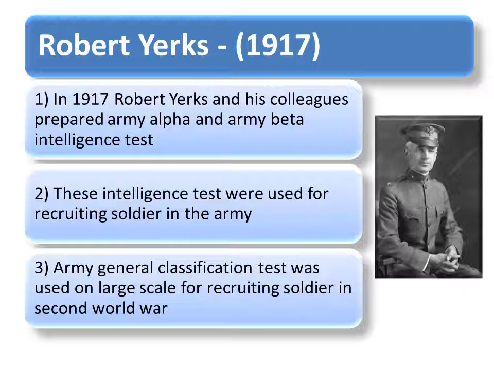So, the First World War began in 1914. In 1917, Robert Yerkes, along with his colleagues, prepared a test that can be used to recruit soldiers in an army, named the Army Alpha and Army Beta Intelligence Test. Army Alpha is a group verbal test and Army Beta is a group performance test. The importance of this test increased during the post-First World War period. In 1939, when the Second World War started, again an intelligence test named the Army General Classification Test was used on a large scale for recruitment of soldiers.